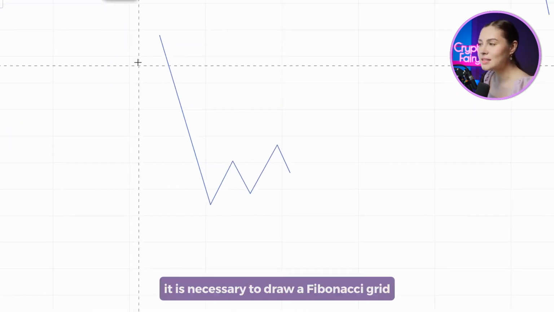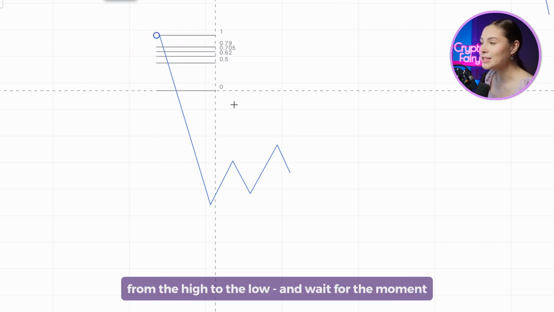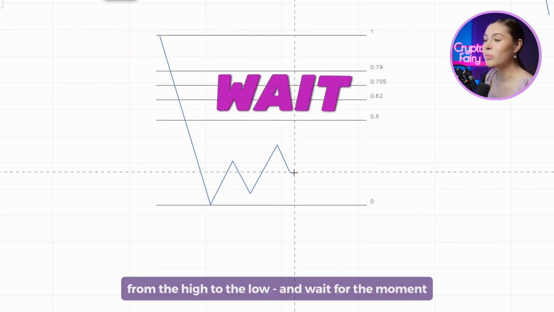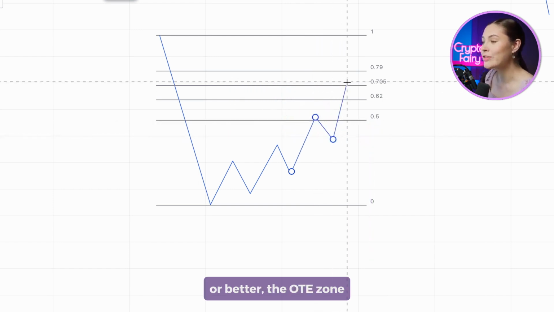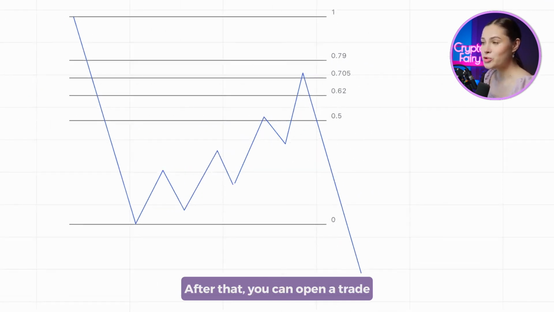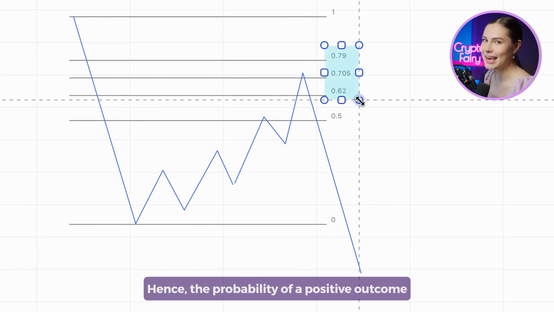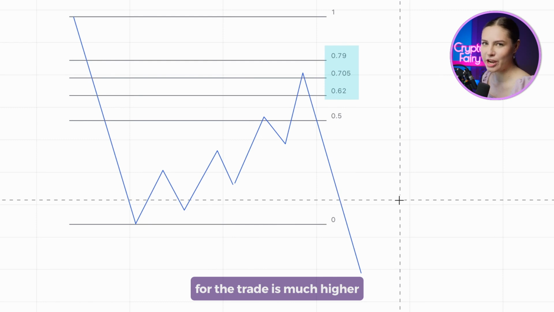In this case, it is necessary to draw a Fibonacci grid from the beginning of the movement, from the high to the low, and wait for the moment when the price reaches at least 0.5 or better, the OTE zone. After that, you can open a trade. Here it is, the area of the best entry point. Hence, the probability of a positive outcome for the trade is much higher.